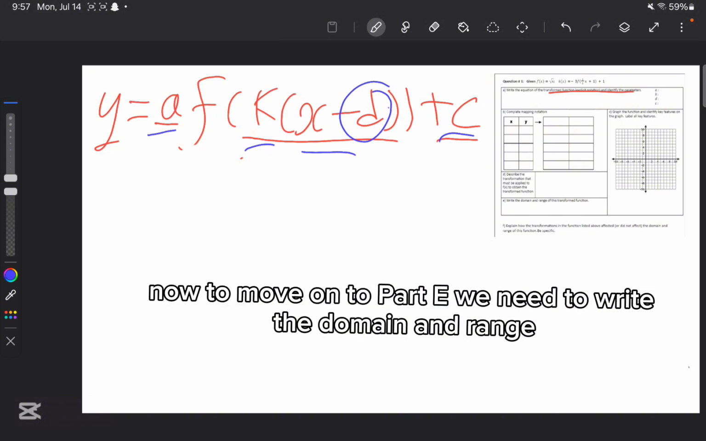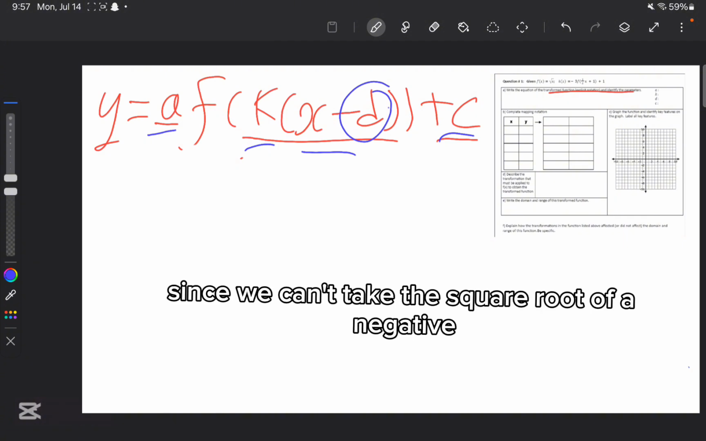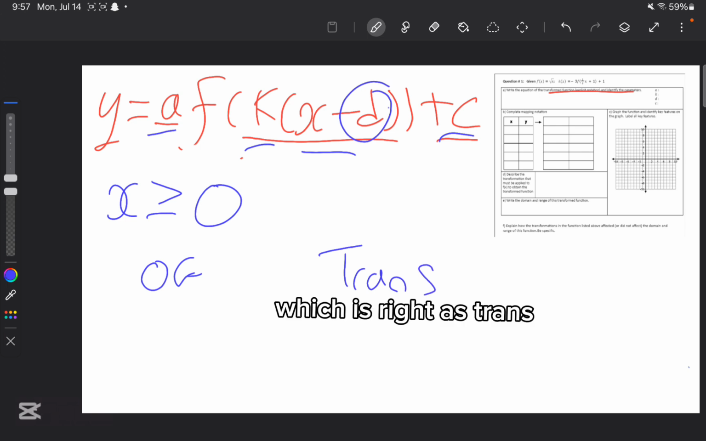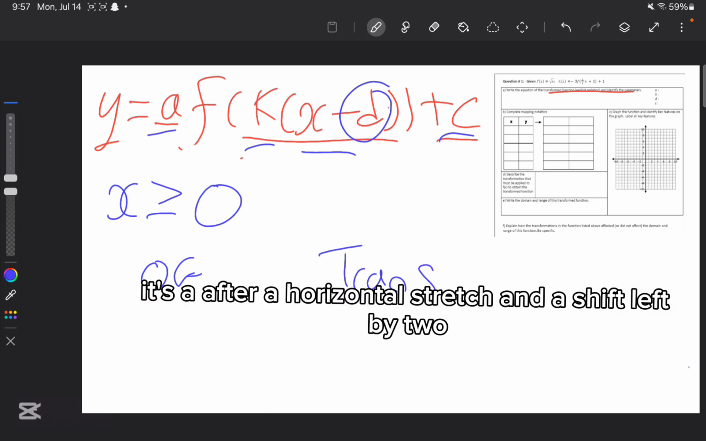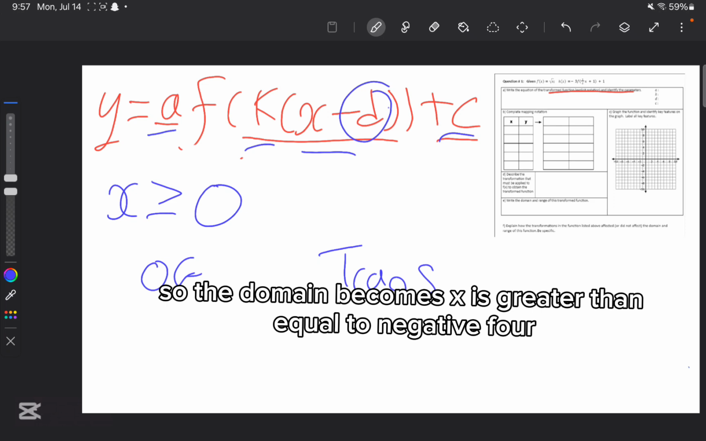Now to move on to part E, we need to write the domain and range. The domain of the original function f of x equals the square root of x is all x values greater than or equal to 0, since we can't take the square root of a negative. So our original domain in this case is x is greater than or equal to 0. We'll label that as OG. For the transformed domain, we'll just write it as trans. After a horizontal stretch and a shift left by 2, the graph now starts at x equals -4. So the domain becomes x is greater than or equal to -4.